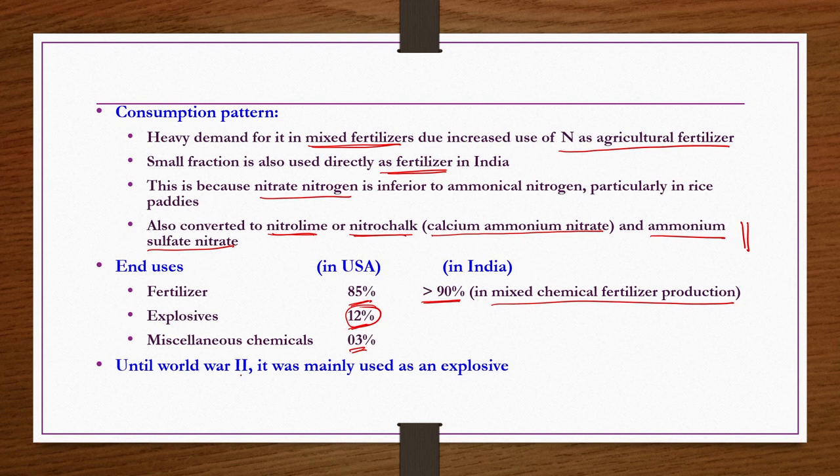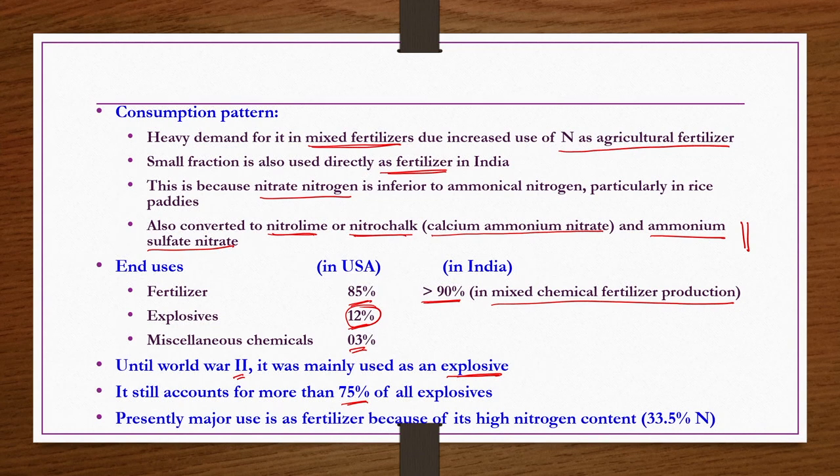In fact, until World War II, it was mainly used as an explosive only. Even today, whatever explosives are available, 75% of them come from this ammonium nitrate only, right? However, these days, it is primarily used as a fertilizer because of the demand for high nitrogen content.